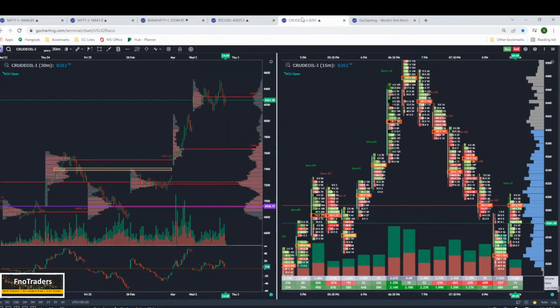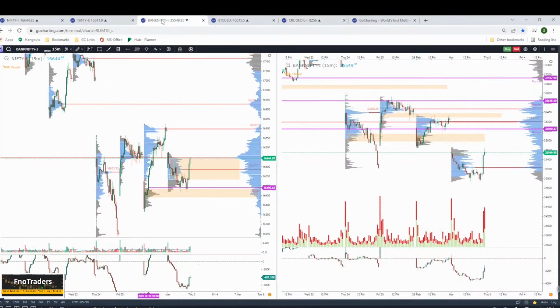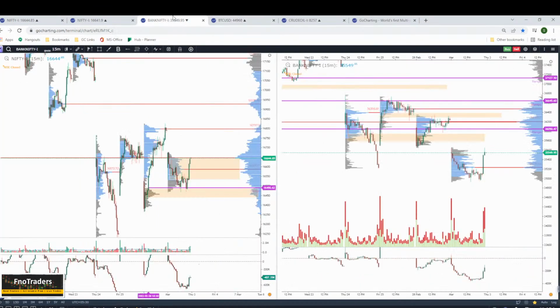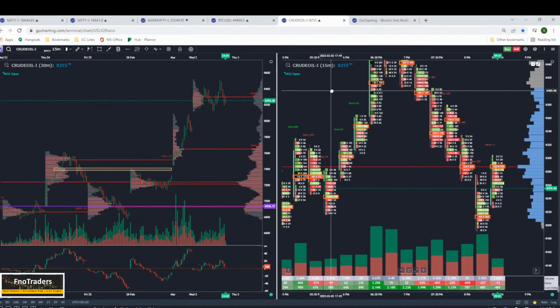Guys, any more questions? I'm happy to take. No, level 2 is not there, so I don't. The DOM is not much beneficial from an Indian market context, so that way level 2 is not there.